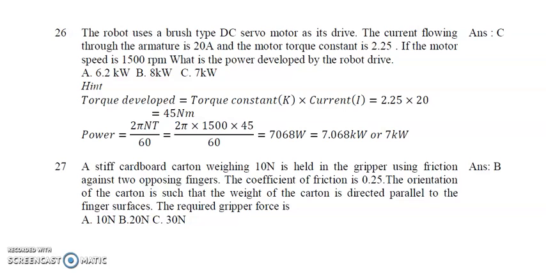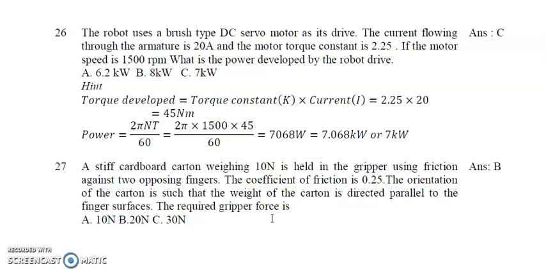So power, we know the very well known equation, power is equal to 2 pi N T by 60. So 2 pi into 1500 into 45, because RPM is given as 1500. N is RPM, T is the torque developed. So 2 pi into 1500 into 45 divided by 60 is equal to 7068 watts or 7.068 kilowatts. So the nearer answer is 7 kilowatts. So option C is the answer.